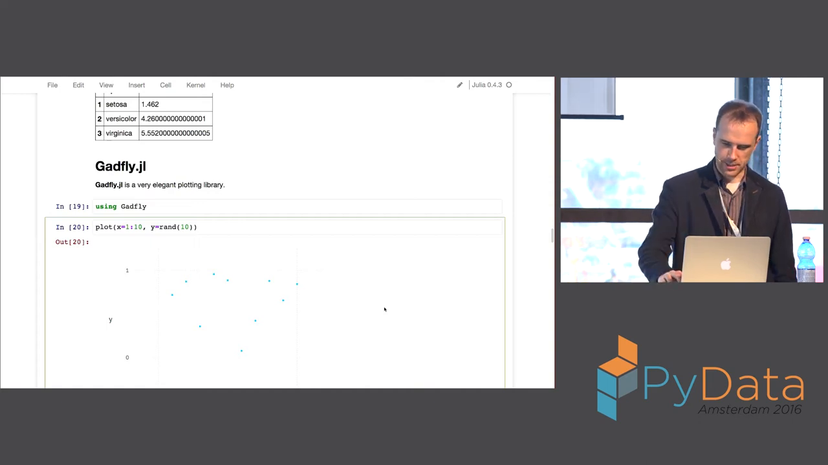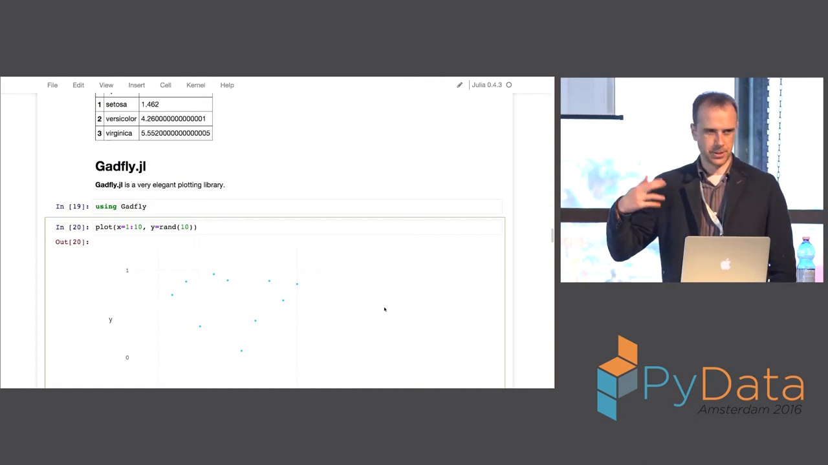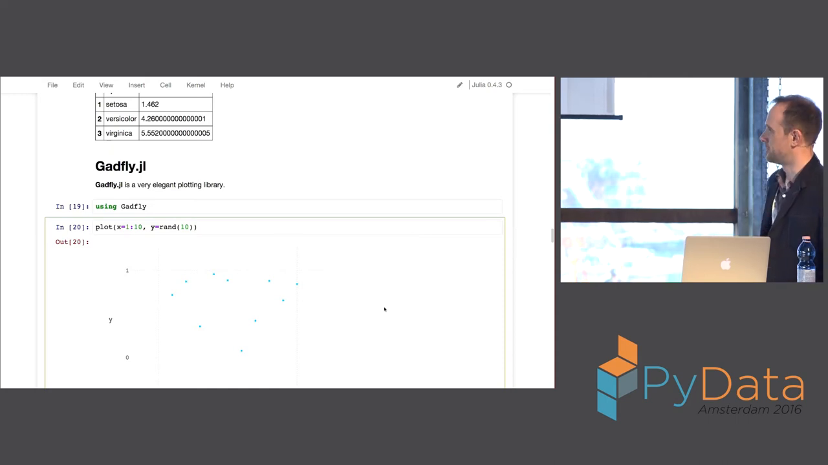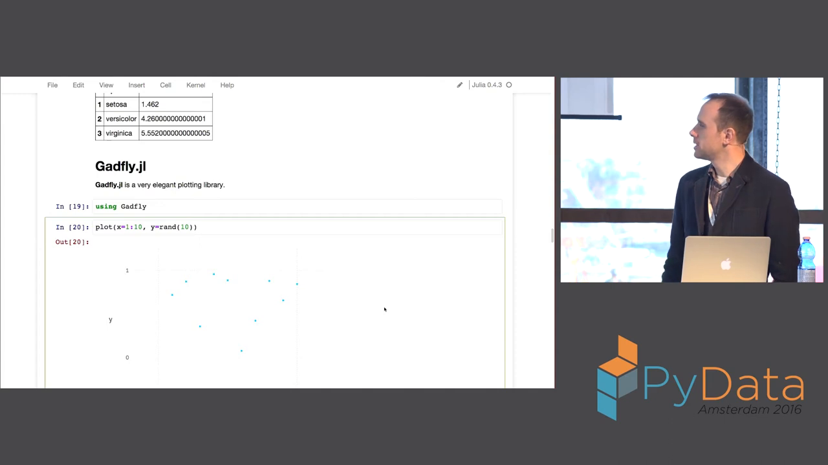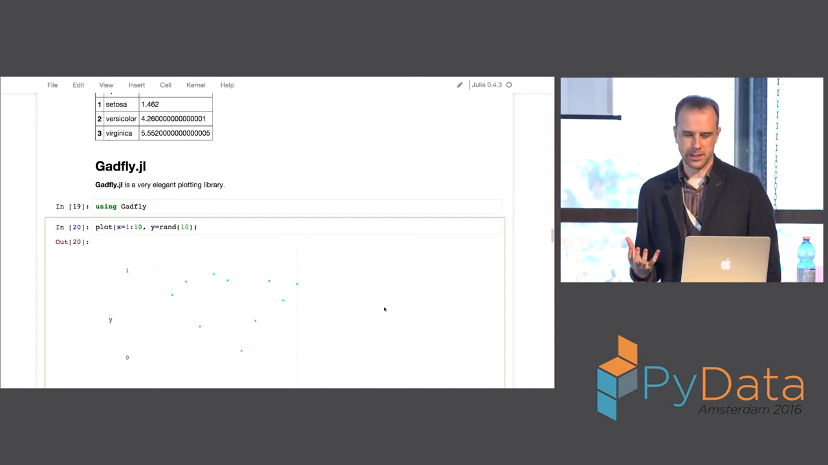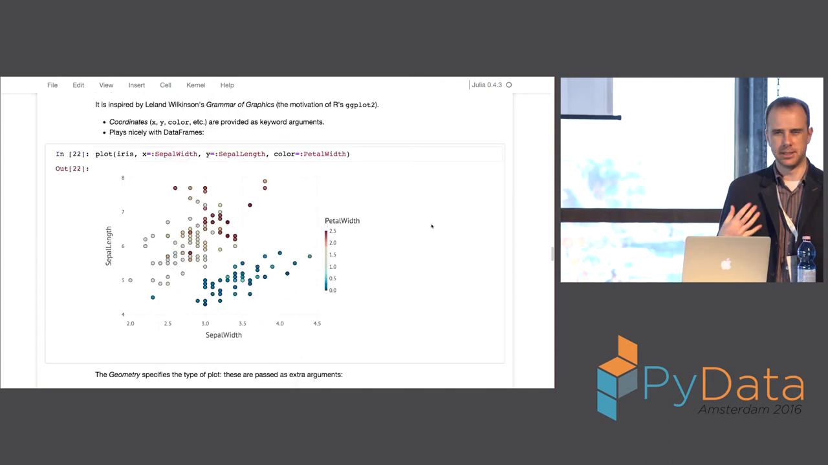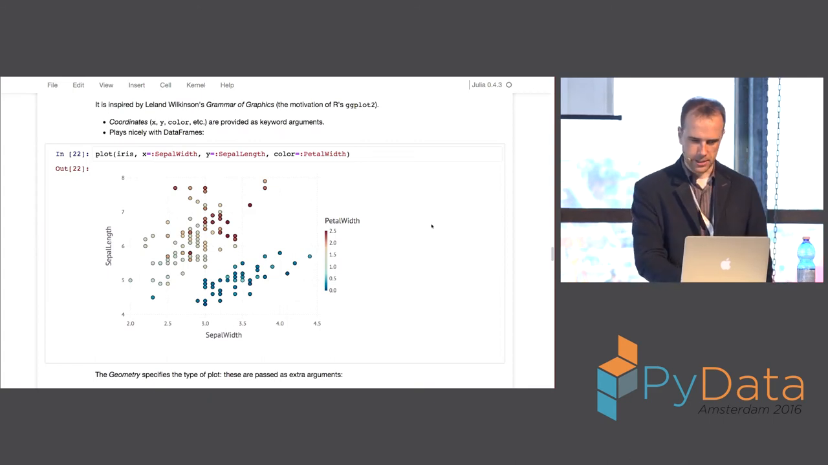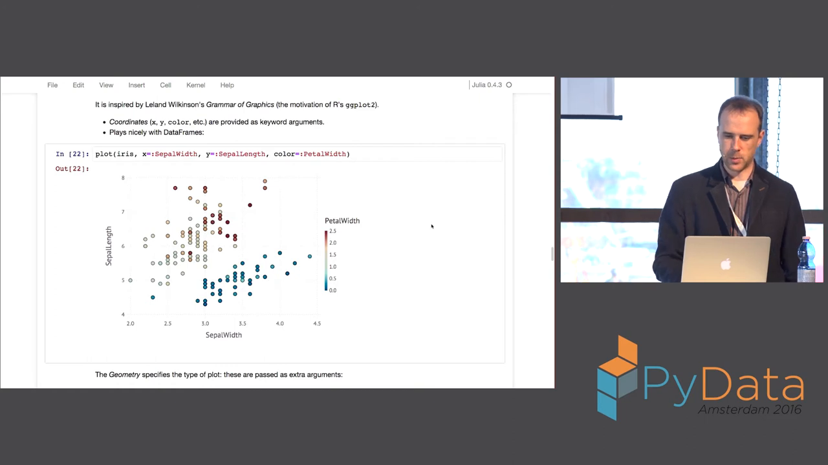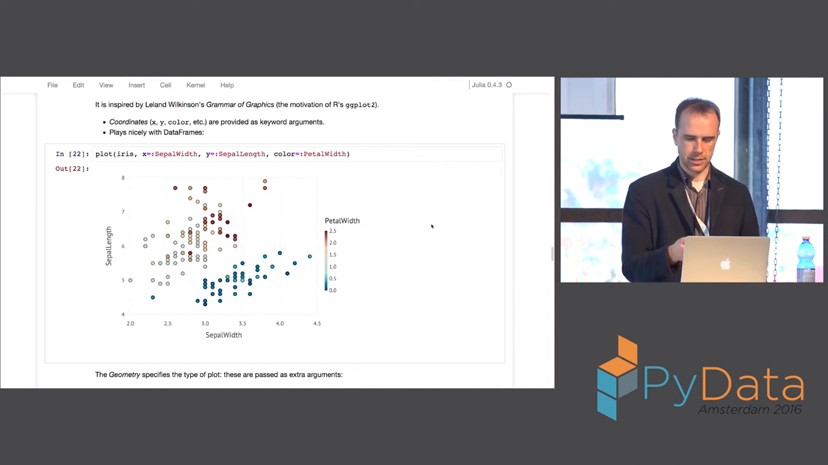It takes a little while to get going, unfortunately, because of all the compilation going on in the background, because it does actually quite a lot. Roughly speaking, it's inspired by this grammar of graphics that is also used by the ggplot2 package in R. So it's very simple. Here we pass an x and a y as x and y vectors, and it gives you an SVG output.